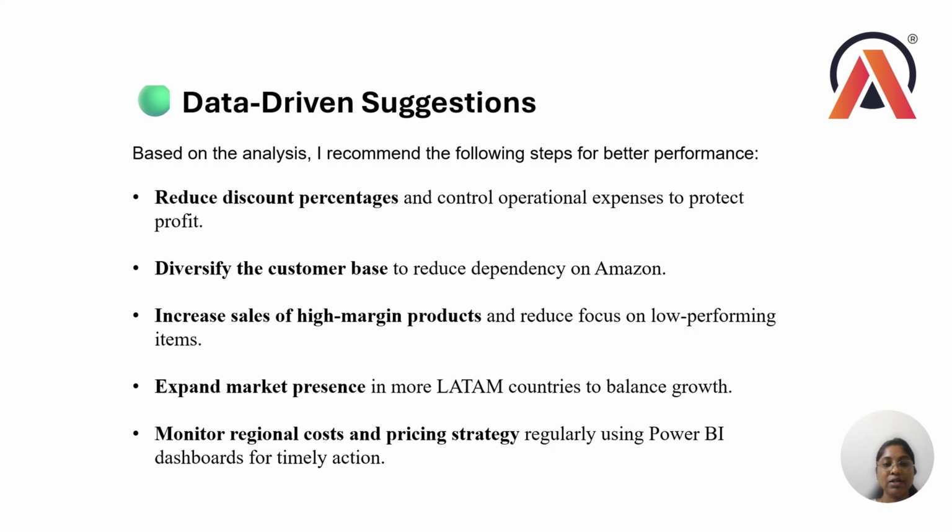Then, based on the whole analysis, my recommended data-driven suggestions for better performance to improve AtliQ's profit in upcoming years are: reduce the discount percentage and control operating expenses to improve profit, diversify the customer base to reduce the dependency on a few customers, increase sales of high margin products and reduce focus on low performing items, expand market presence in more Latin countries to balance growth, and monitor regional cost and pricing strategy regularly using Power BI dashboards for timely actions. I hope this analysis helps AtliQ make data driven decisions for better results.